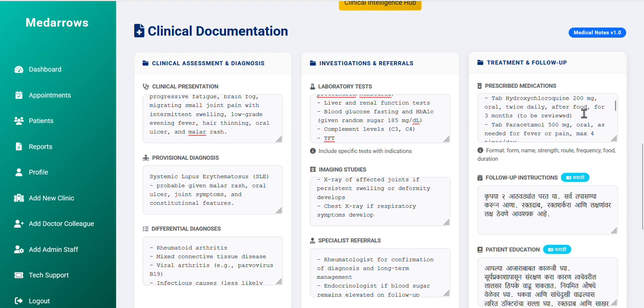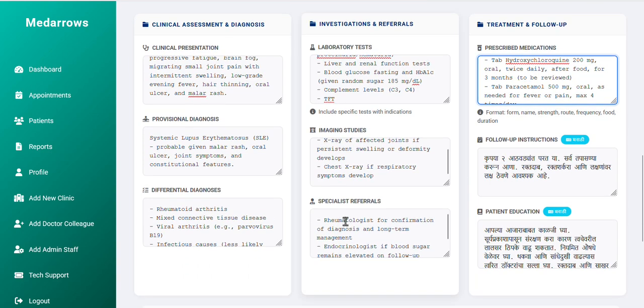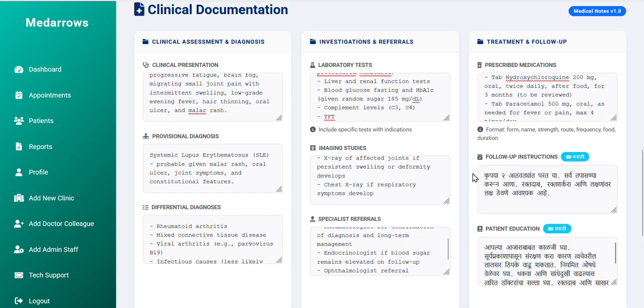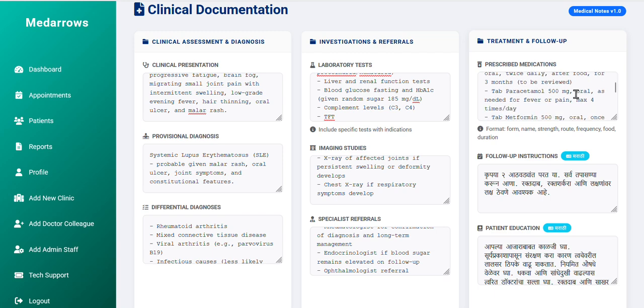Hydroxychloroquine to be reviewed, yes, and we should refer this patient to the ophthalmologist. Okay, so we have referral to rheumatologist, endocrinologist, and let's check eyes. Ophthalmologist referral, just to have a baseline eye checkup. Okay, and then you prescribe hydroxychloroquine, paracetamol for pain, and then metformin.